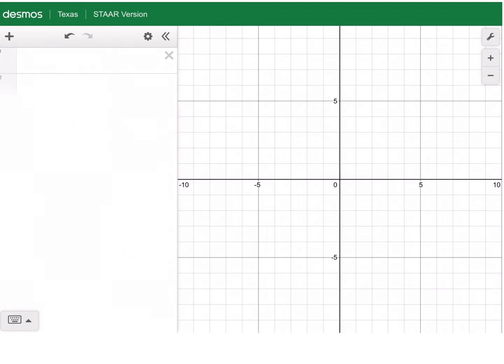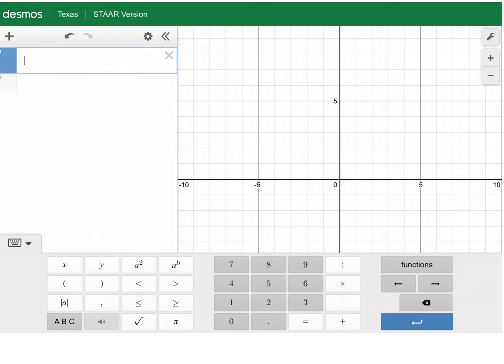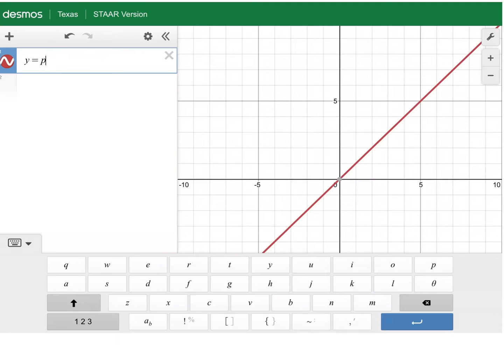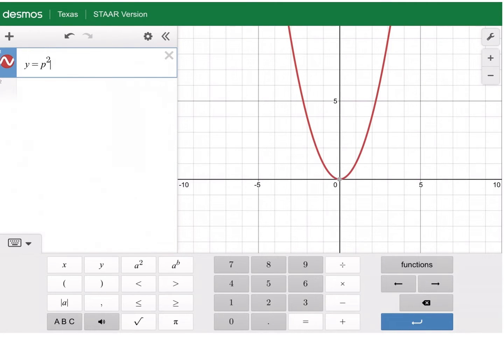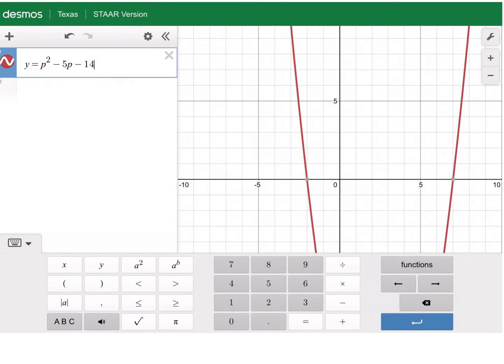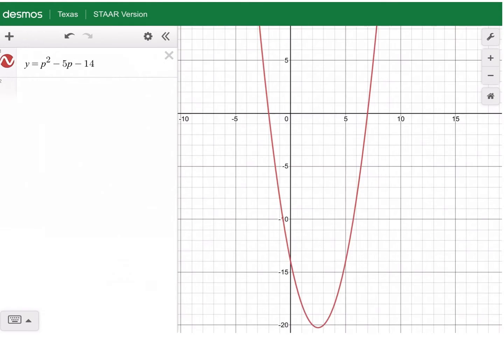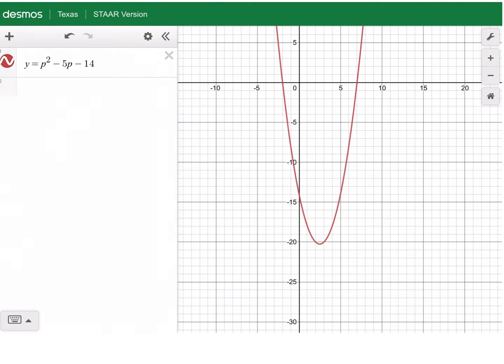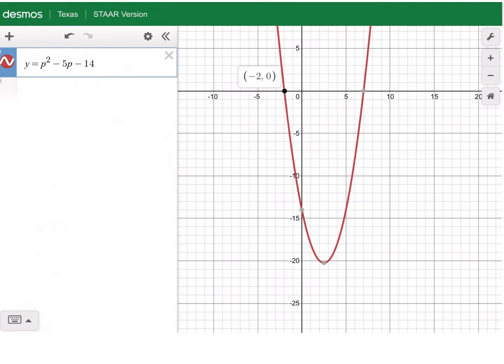All right, so here we are in Desmos, and I'm going to type in the equation that was in the problem, starting it with y equals, and this is y equals p squared minus 5p minus 14. So here we have our graph, and we see we have some x-intercepts at -2 and 7. So I'm going to type in those answer choices into y equals as well, and we're looking for the answer choice that will go through the x-intercept.